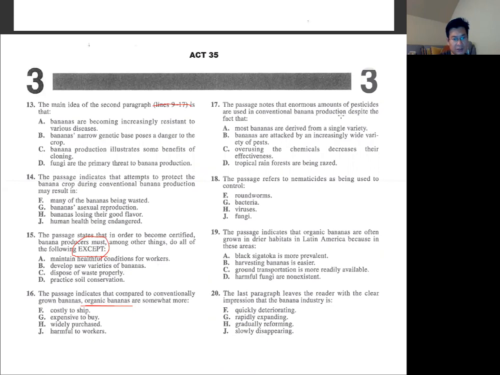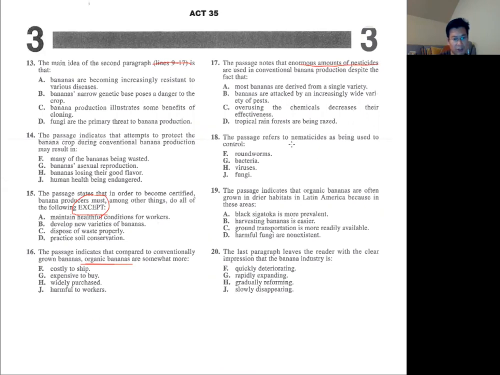17, enormous amount of pesticides used in conventional banana production despite the fact. So you have to think about some pesticides. And then 18, refers to nematicides as being used. And then also 19 indicates that organic banana often grow in drier habitat in Latin America, because also drier habitat, organic. And then 20, the readers have the clear impression that the banana industry, so it's a conclusion sort of like, not many reference lines given, so you have to understand better with this entire passage.